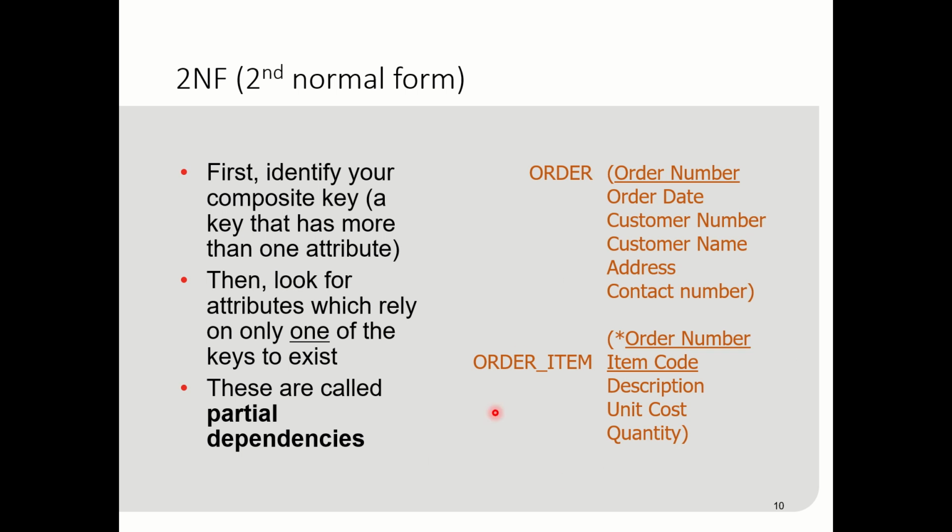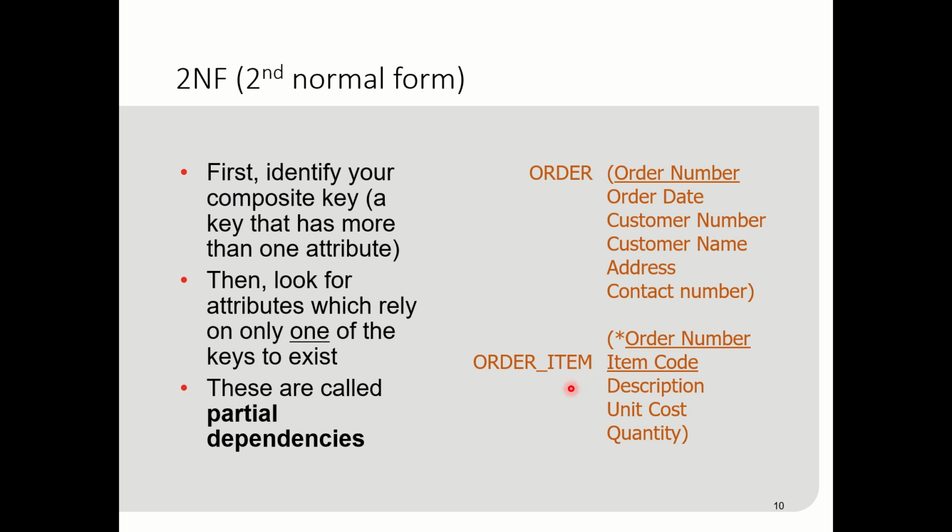So that means a key which has got more than one attribute. The star just says that it is a foreign key also. The combination of order number and item code are the primary key to this table, and in that combination of the primary key, this order number is basically a foreign key from another table. So that's the meaning of this particular star. So when you do it for your exams, it is better to follow the same format. Okay, now what you have to do is look for attributes which rely only on one key.